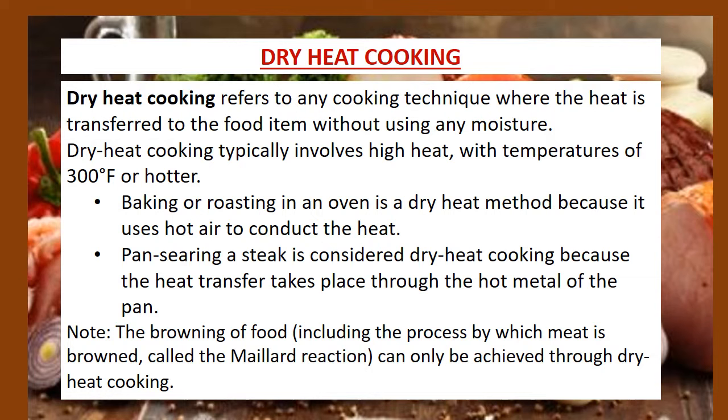Baking or roasting in an oven is a dry heat method because it uses hot air to conduct the heat. Pan-searing steak is considered dry heat cooking because the heat transfer takes place through the hot metal of the pan. Note, the browning of food, including the process by which meat is browned called Maillard reaction, can only be achieved through dry heat method.